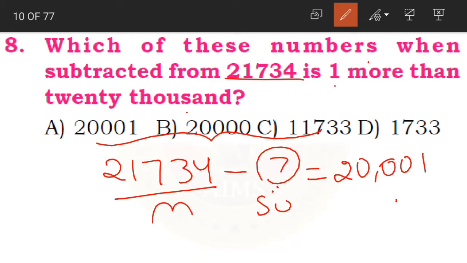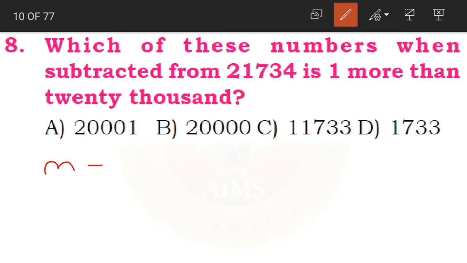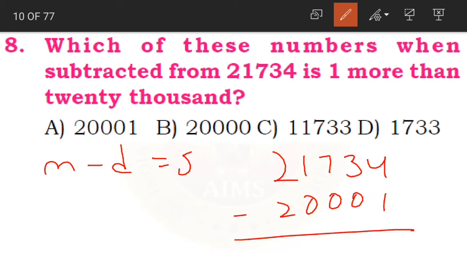Yes, we are having the minuend and difference. How do we do that? Minuend minus difference is equal to subtrahend. So let us do that. 21,734 minus 20,001. 4 minus 1 is 3, 3 minus 0 is 3, 7 minus 0 is 7, 1 minus 0 is 1, 2 minus 2 is 0. Yes children, so what is our answer here? 1,733. This is option number D.